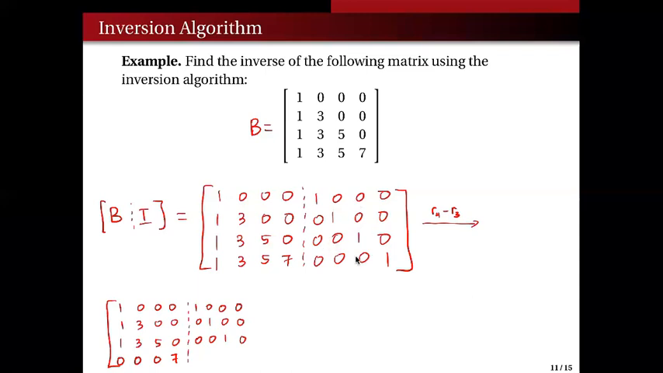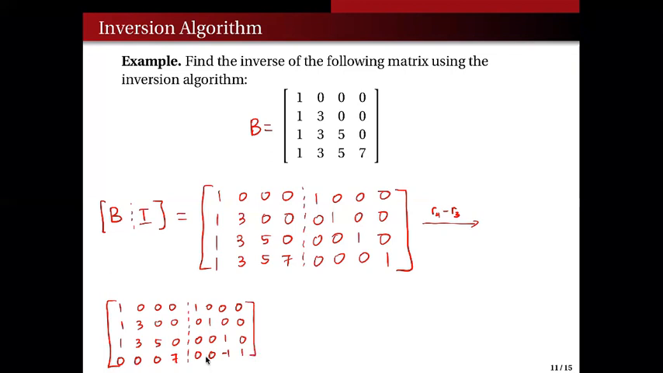And for this, we will have 0 minus 0, that's 0. 0 minus 0 here, that's 0. 0 minus 1, that's minus 1. 1 minus 0, that's 1. Okay? And then I can divide this by 7. The fourth row, I can divide this by 7.